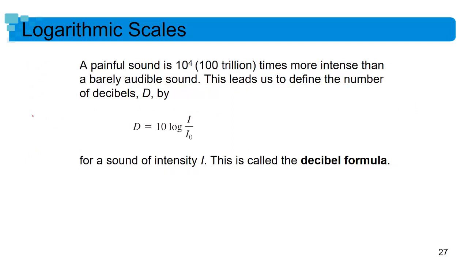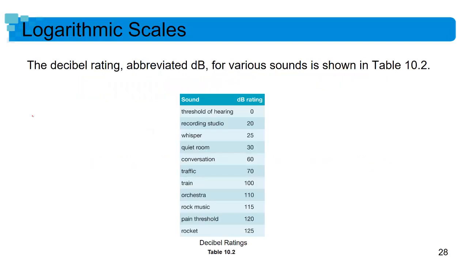We define a painful sound as being 10 to the 4 or 100 trillion times more intense than a barely audible sound. And then we can come up with the standard decibel formula as being just decibel D equals 10 times log of the intensity of the sound divided by the intensity of this barely audible sound.